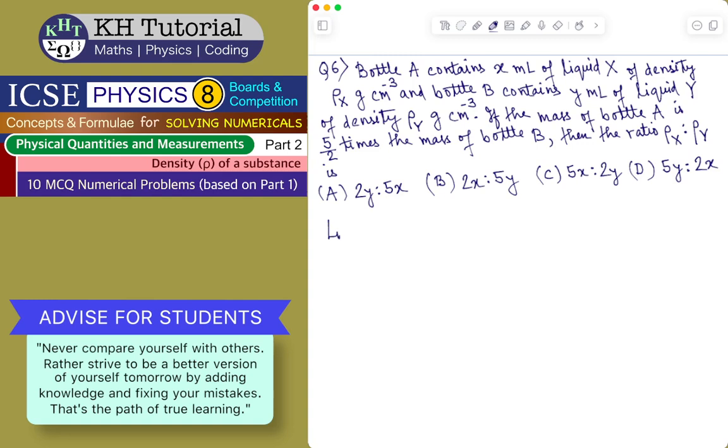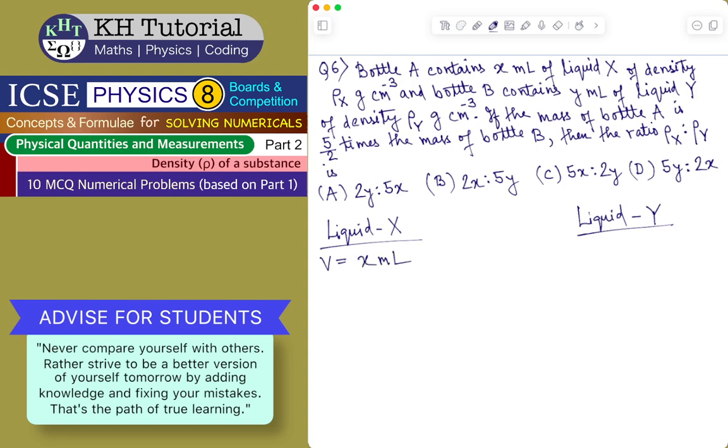Okay. So for liquid X, let's apply the formula of density in the given information and see what we get. For the liquid X, it is given that bottle A is having the liquid X, and the density of the liquid X is rho x gram per centimeter cube, and the volume of the bottle is x ml. So for the liquid X or bottle A, the volume is given to be x ml.